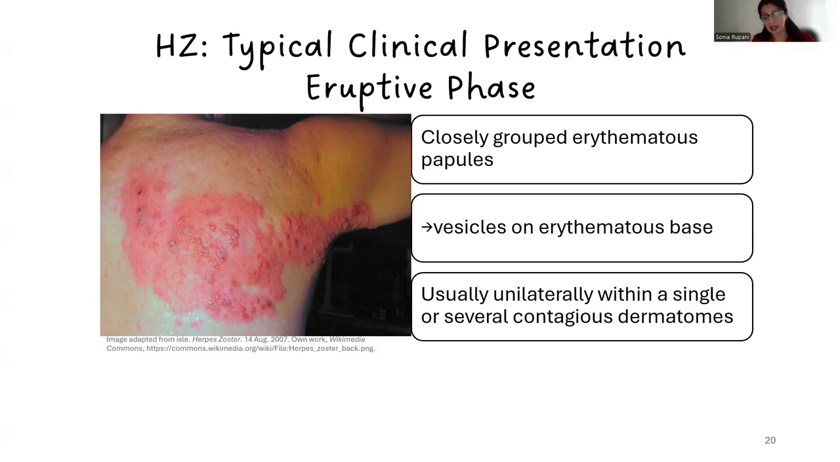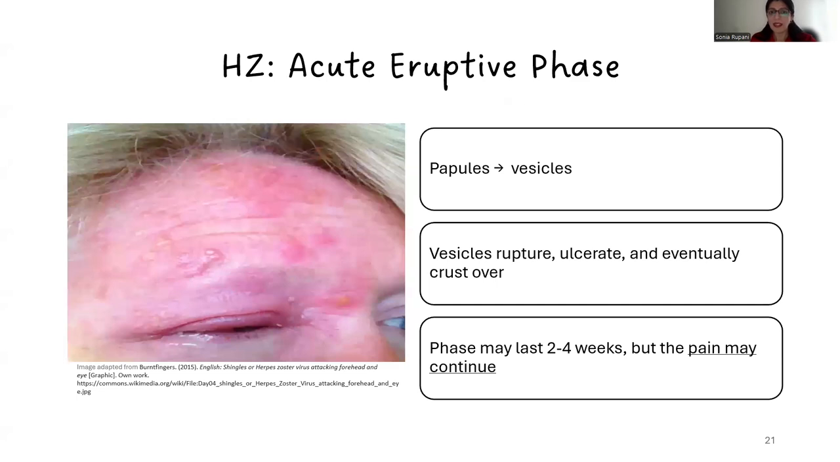Yes, in some cases, there are complications where it will have the dermatomal distribution, but they may also have lesions distant from this dermatomal distribution, which is referred to as disseminated herpes zoster, and we'll talk about that. So this is the acute eruptive phase. We went from the prodromal, the pre-eruptive, to now the eruptive, where we went from papules, and that quickly became painful vesicles that are fluid-filled. They look like little blisters. They're all grouped. And then these vesicles start to rupture, they ulcerate, and then eventually they'll crust over.